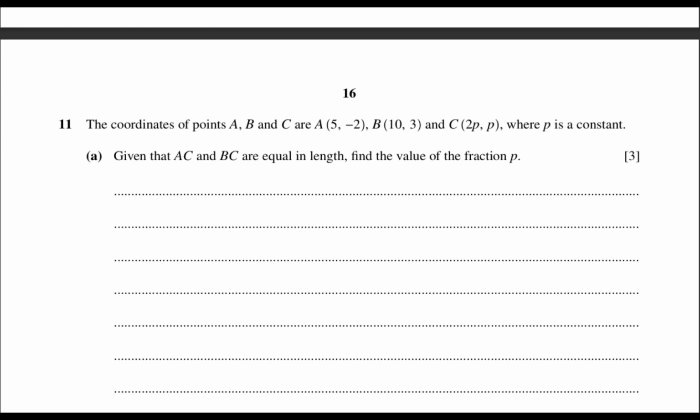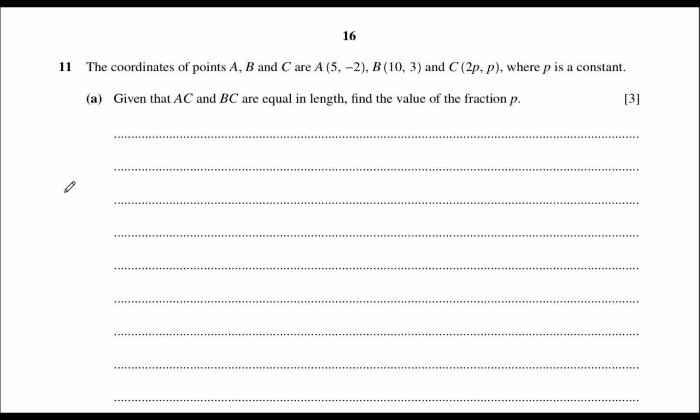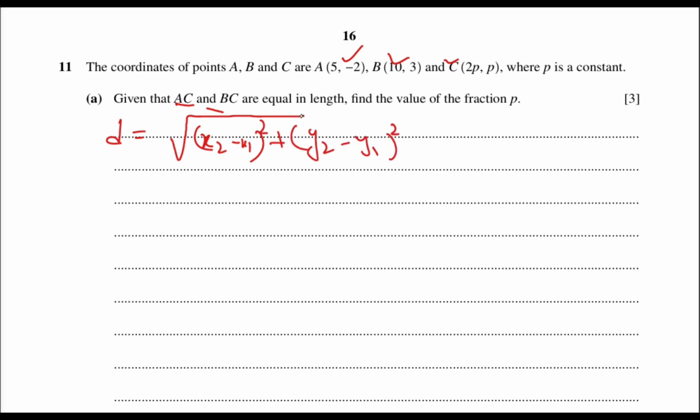The coordinates of points A, B, C are A (5, minus 2), B (10, 3), C (2p, p), where p is a constant. Given that AC and BC are equal in length, find the value of p. He is talking about length. By using the coordinates of A, B, and C, we will make an expression using the distance formula: square root of x2 minus x1 squared plus y2 minus y1 squared. It will make the length of AC equal to the length of BC.